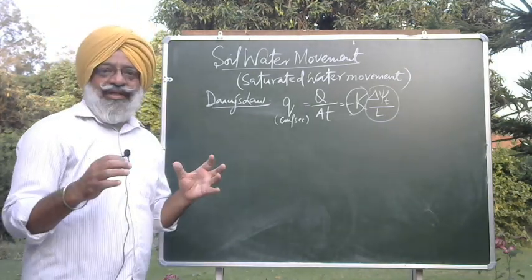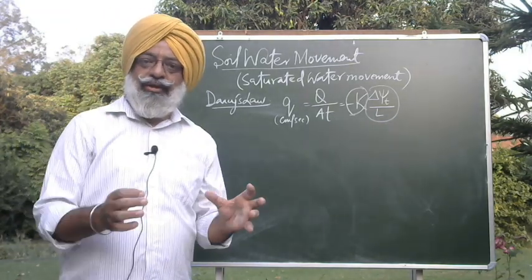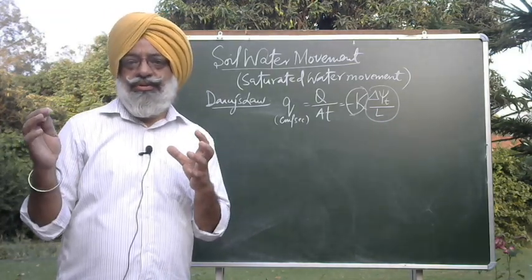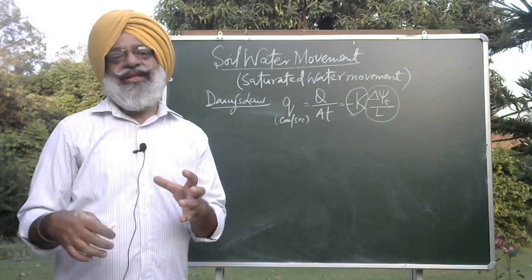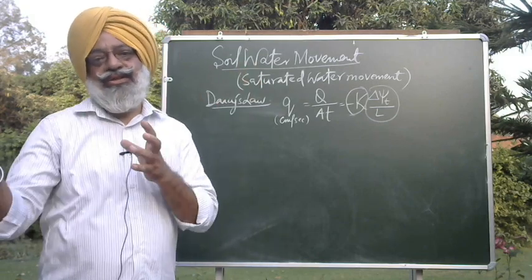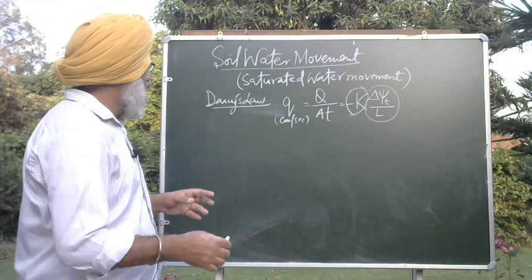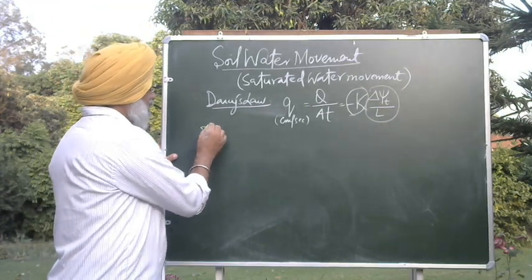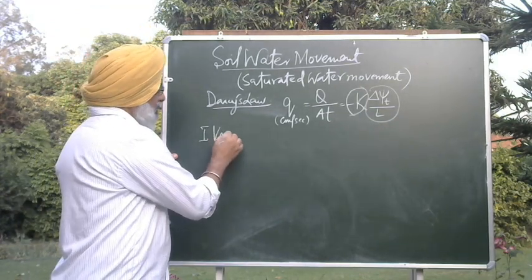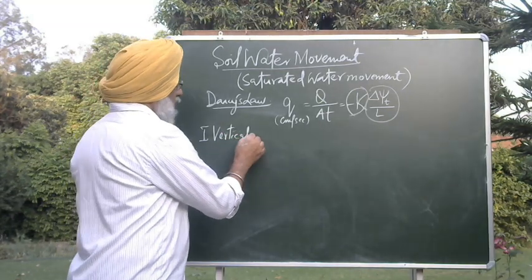Now we will study this movement of saturated soil in different aspects. That means in a vertical column, in a horizontal column, in an inclined column. So first of all, our first case will be the vertical soil column.